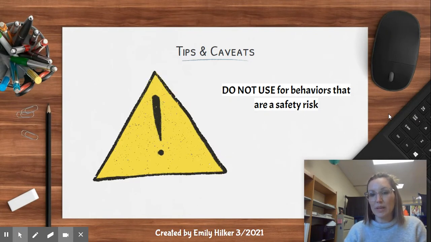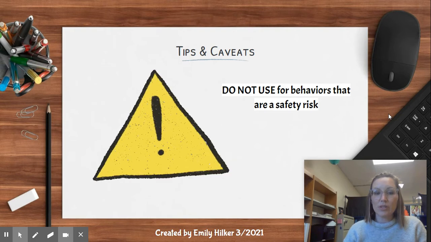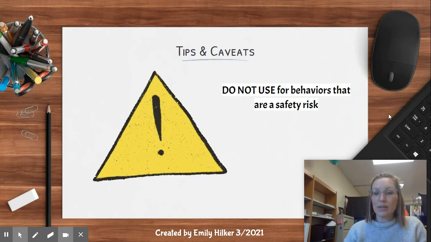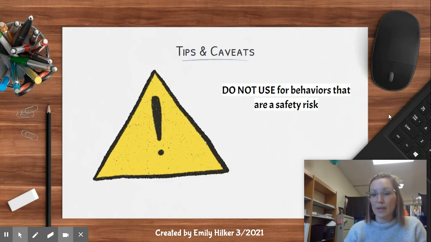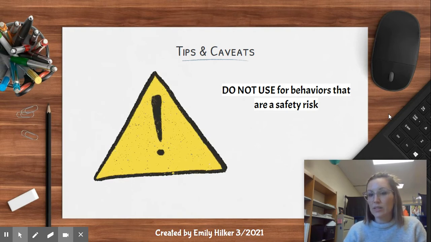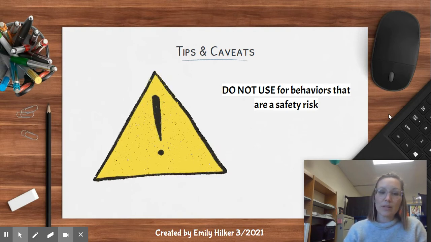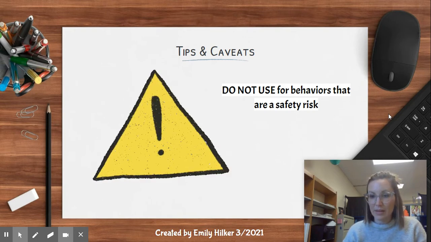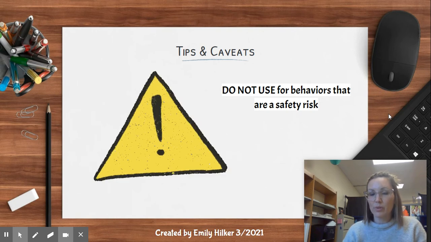We cannot use planned ignoring when the behavior is a safety risk. So if the student is throwing things, if the student is hitting themselves, if the student is running from the classroom, these are not things that we can ignore because they're a safety risk. So planned ignoring does not work for every behavior.